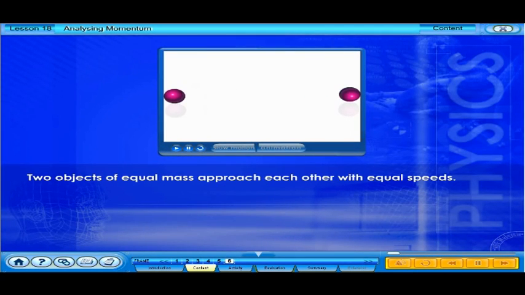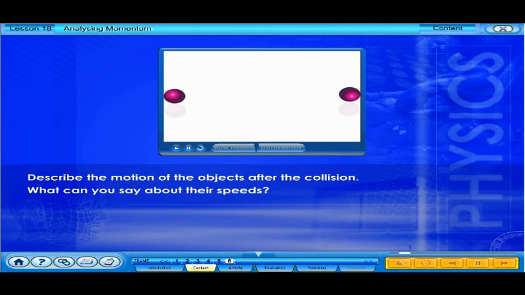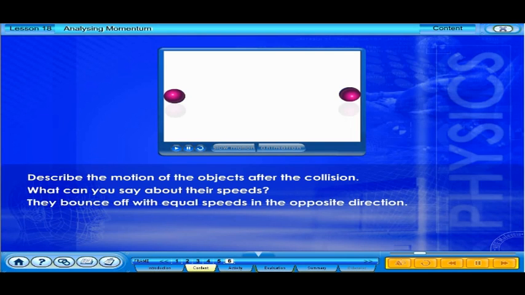Two objects of equal mass approach each other with equal speeds. Describe the motion of the objects after the collision. What can you say about their speeds? They bounce off with equal speeds in the opposite direction. This is an example of an elastic collision.